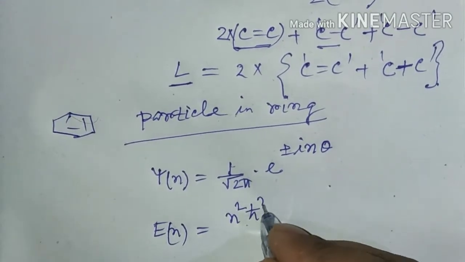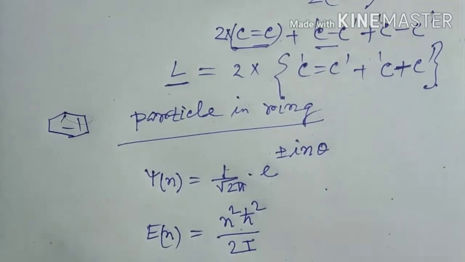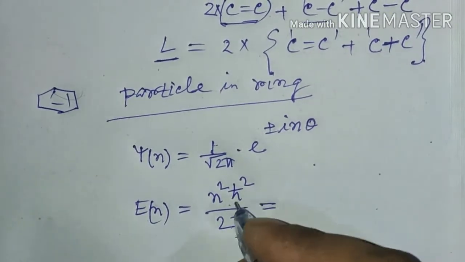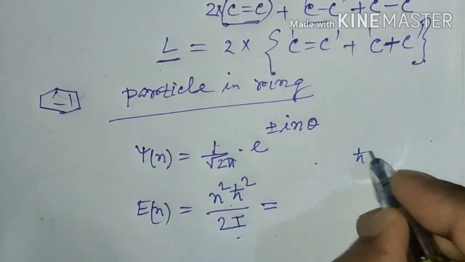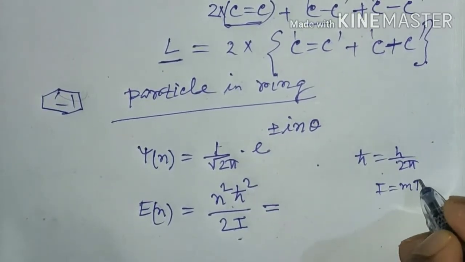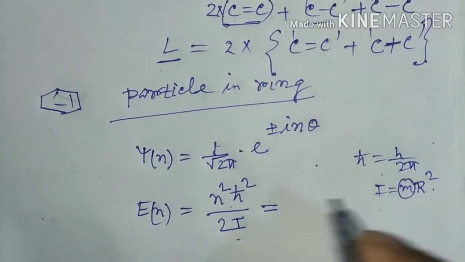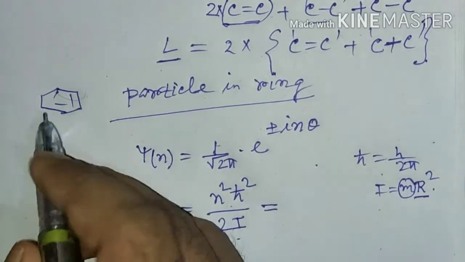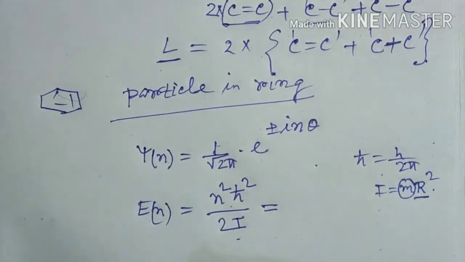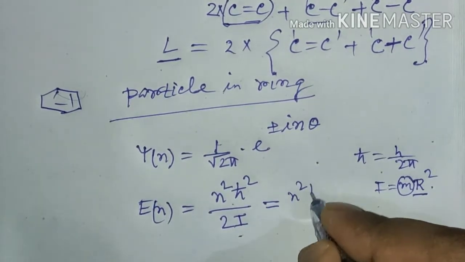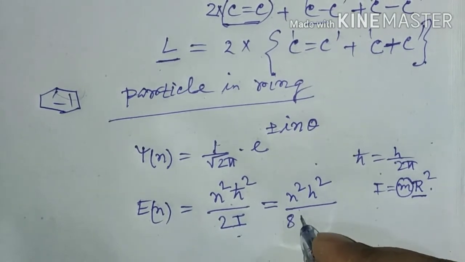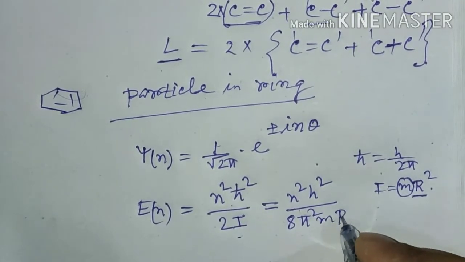n square h cross square by 2I. I is the moment of inertia, and in place of I, if we substitute h cross is equal to h by 2 pi, and I is equal to m r square, where m is the mass of the electron and r is the radius of the conjugated cyclic system, that is the radius of the benzene nucleus, then it will be n square h square by 4 pi square and 2, that is 8 pi square m r square.